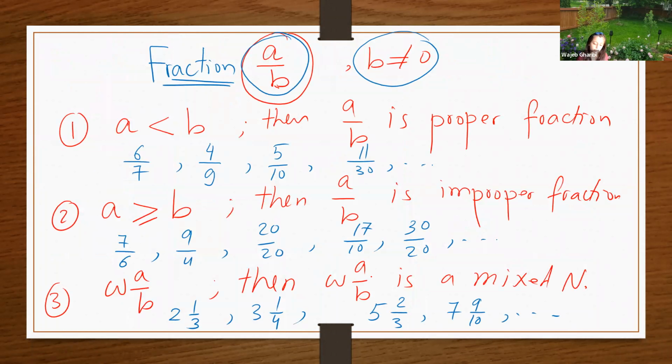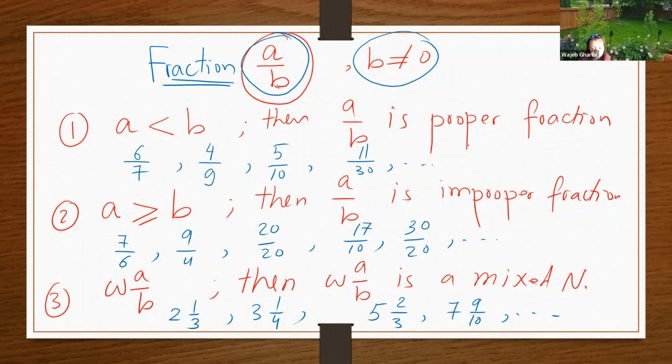Okay, so finally, a fraction is of the form A/B, where B should not be equal to 0, of course, and A is the part and B is the whole. And we can recognize 3 types of fraction. When A is less than B, or when the numerator is less than the denominator, we call the fraction a proper fraction, like 6/7, 4/9, 5/10, 11/30, and so on.